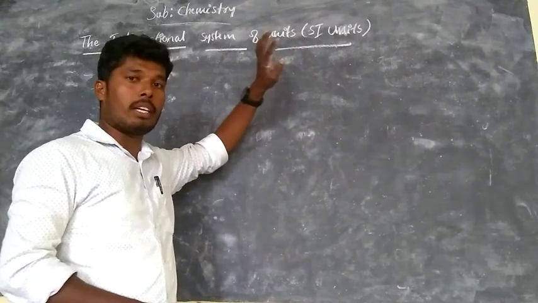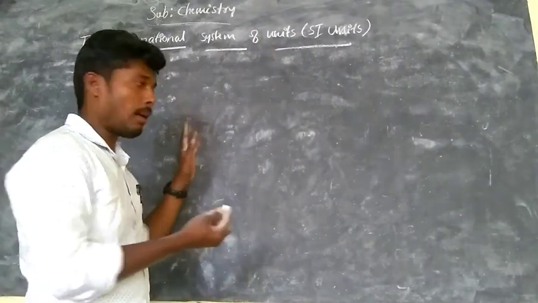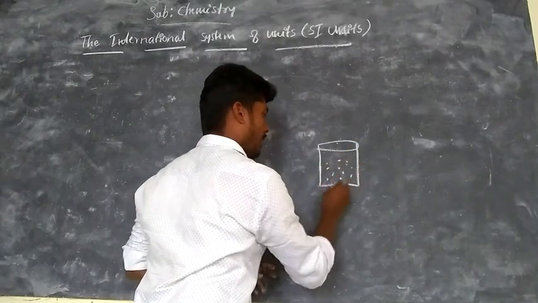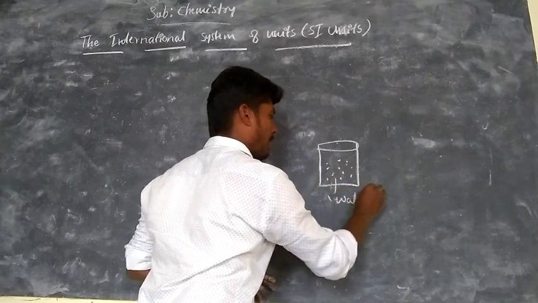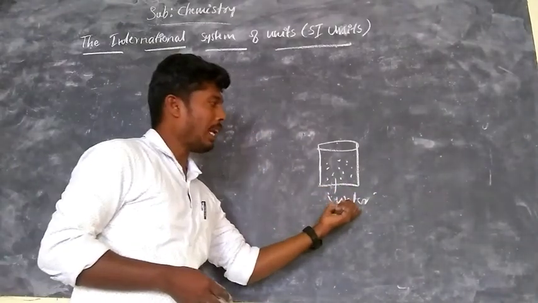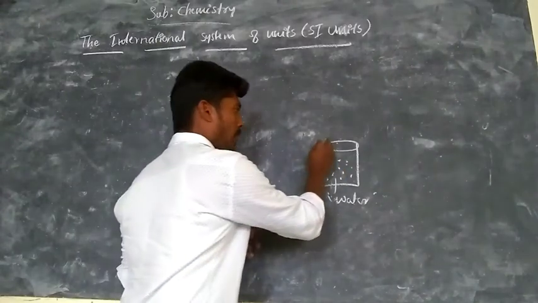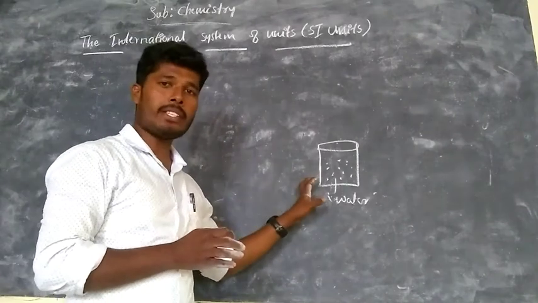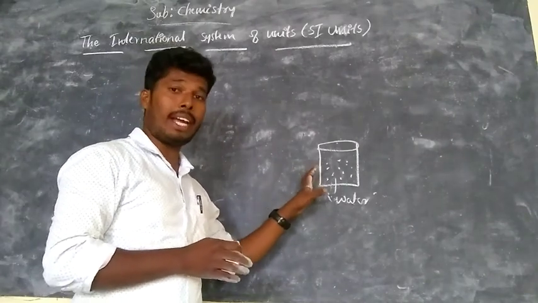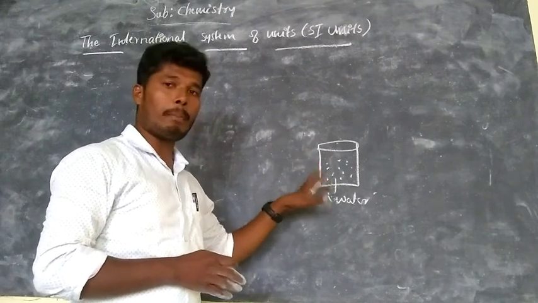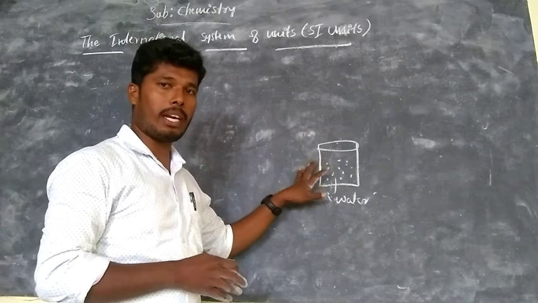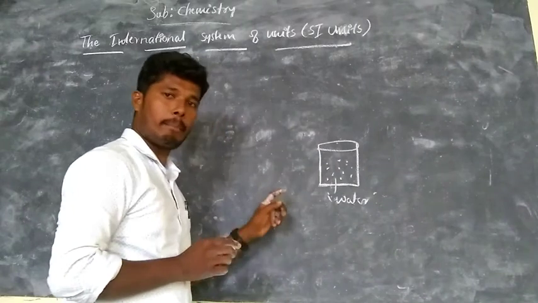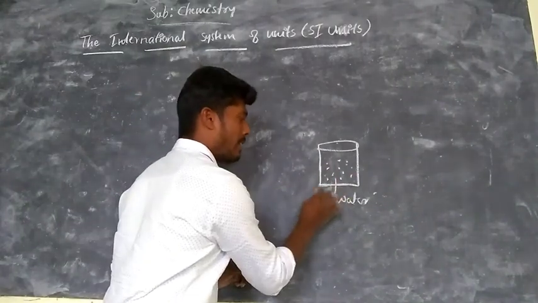If you take any system, for example, take a beaker containing water. In a beaker, what is there? Water. To know the volume of water, let us take a system. A system, or matter, is nothing but any substance that has weight and occupies space. Here we are considering a beaker containing water.